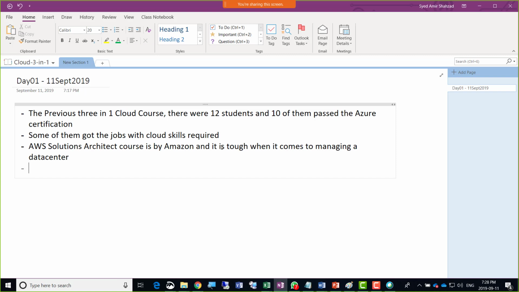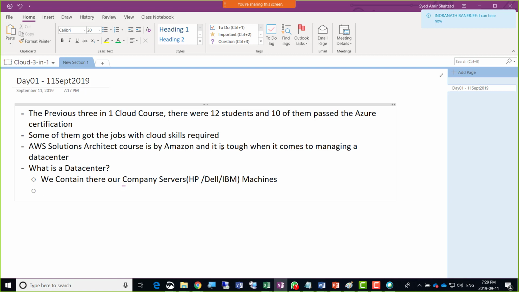There are some very easy things to do. What do we do in a data center? First of all, what is a data center? If I ask that, what is a data center? We contain there our company servers, which could be HP, Dell, IBM machines, right? And on top of these servers, we put operating systems, right?